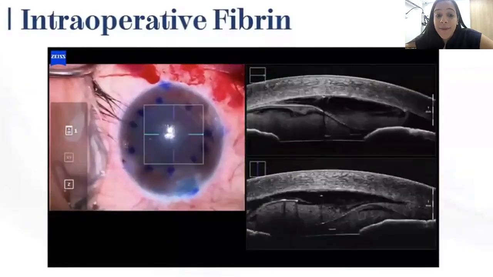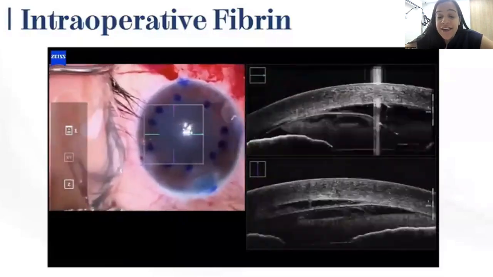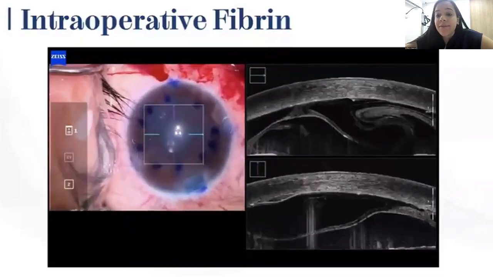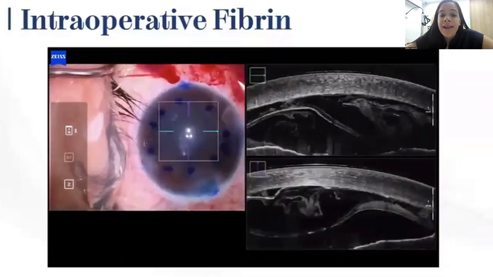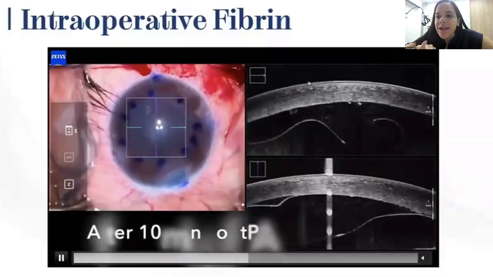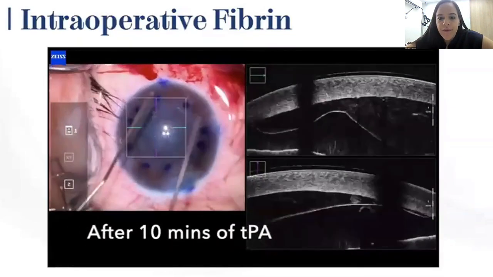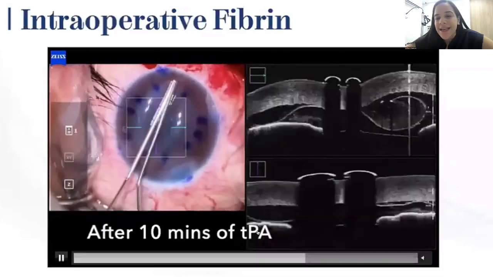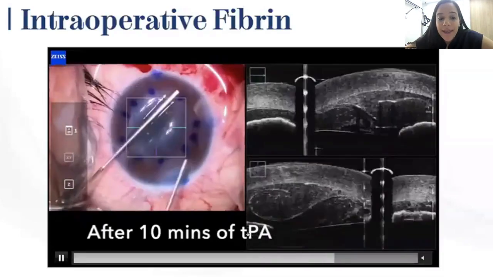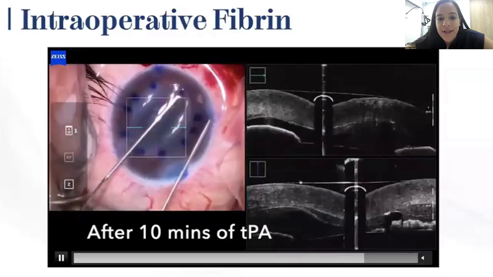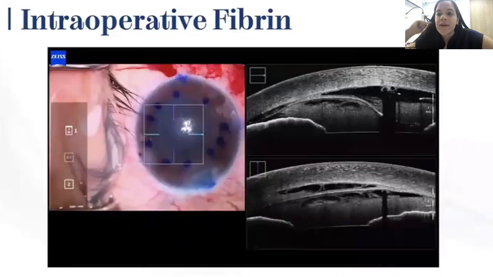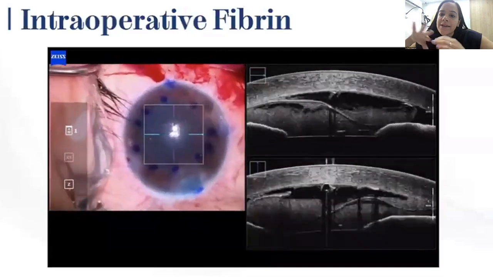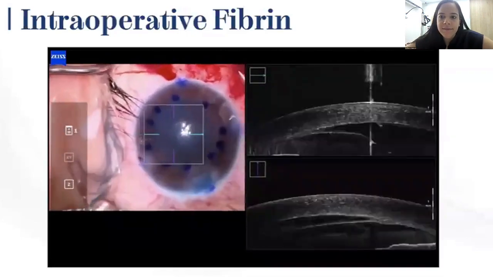Also, what happened to me while I was learning is that fibrin can sometimes develop in the anterior chamber, making it difficult to unfold the graft. You are trying to unfold it and you can't, it won't move. In this case, we used TPA as a salvage solution, and after 10 minutes, you can see on the OCT that the fibrin was reduced, so it let us unfold the graft.